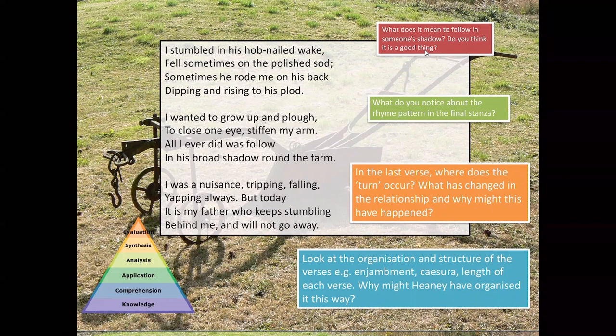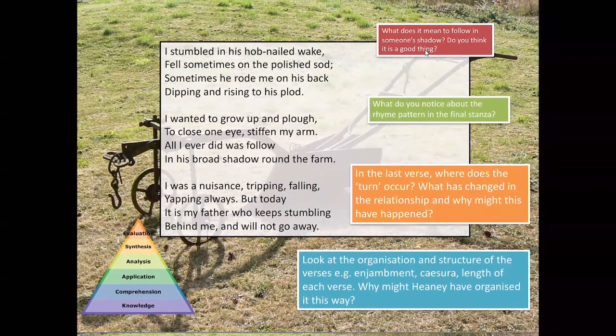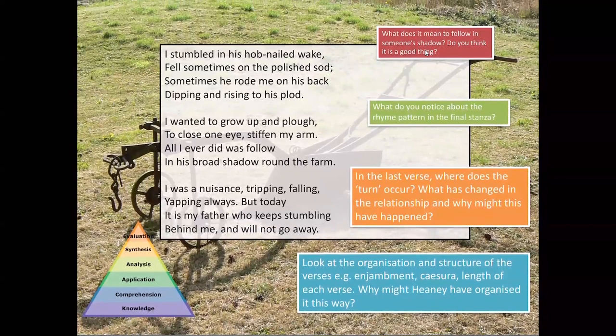Next question, in the last verse, where does the turn occur? So what has changed in the relationship and why might this have happened? I did touch upon that briefly, but why do you think the relationship has shifted and changed? And what hints have we got as to why that shift has happened?